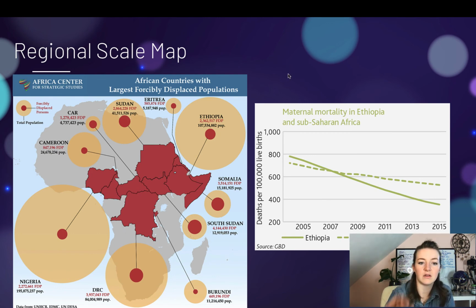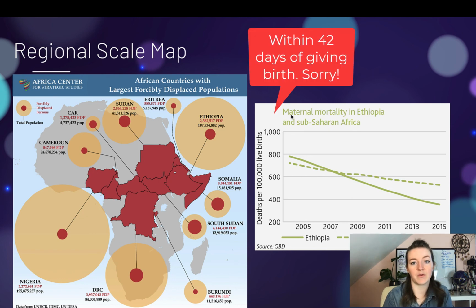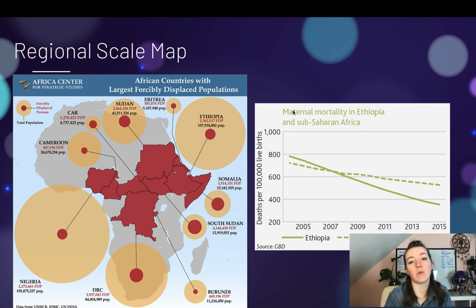But we are looking in this particular case at the largest forcibly displaced population, so people who have been forced out of their homes. And then over here, we're looking at maternal mortality in Ethiopia and sub-Saharan Africa. So Ethiopia would be a country, sub-Saharan Africa would be a region. And we want to see how many deaths per 100,000 live births do we have with women. So mortality means how many die. And maternal refers to mothers. So we're talking about women who die within the first year after childbirth.